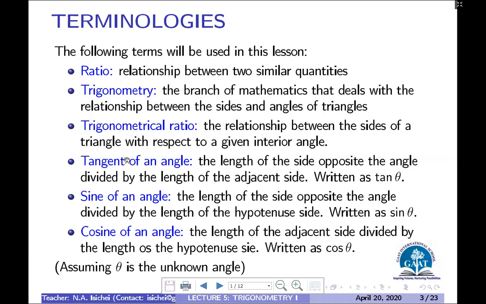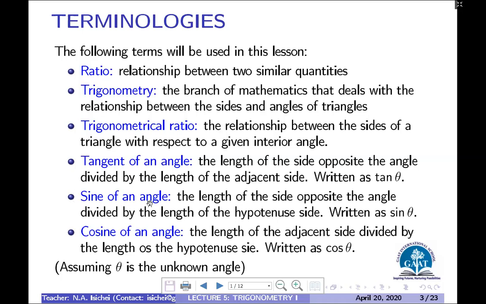Next, you're going to be seeing the word tangent of an angle. And what does it mean? It means the length of the side opposite the angle divided by the length of the adjacent side. It is written as tan theta, in short, if theta is the given angle. It could be alpha, it could be phi, it could be beta, it could be A, it could be B. So this theta here is just a variable. Or in short, write it as tan of any given angle.